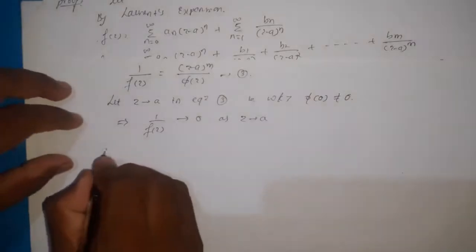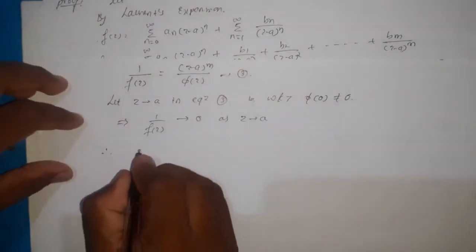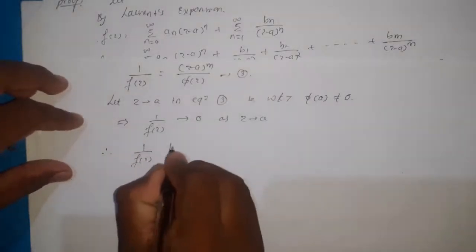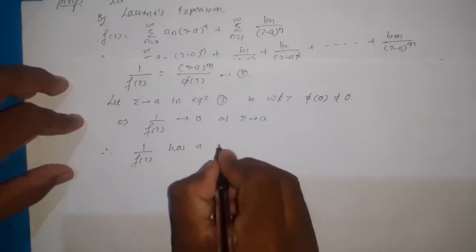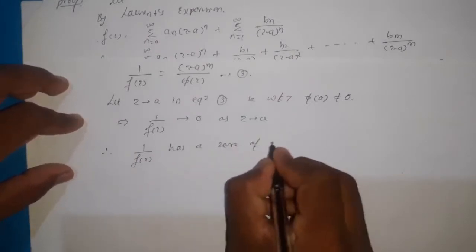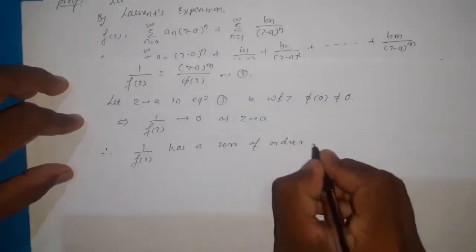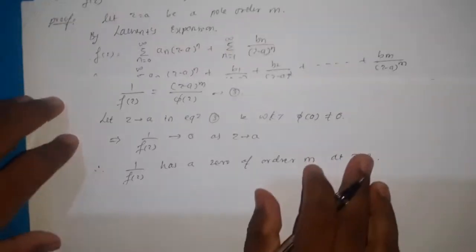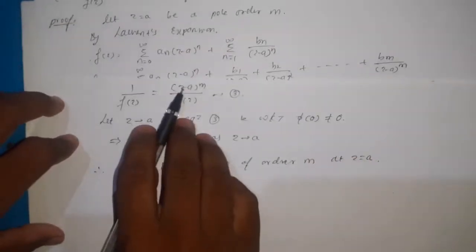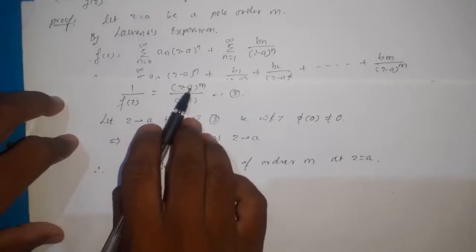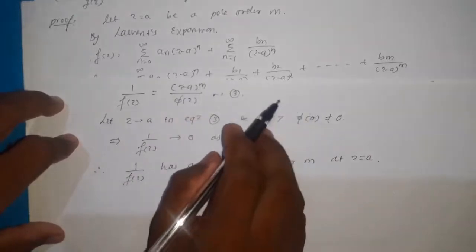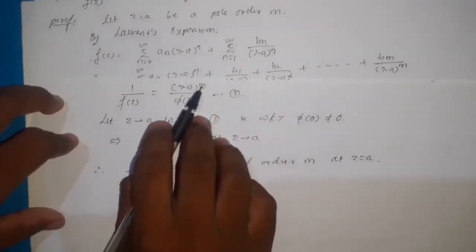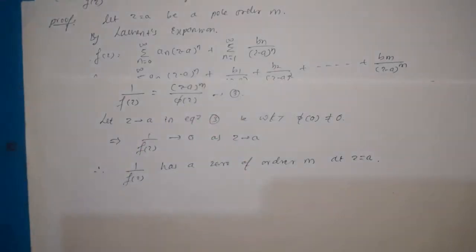So therefore 1 by f of z has a 0 of order m at z equal to a. Here we are equating the numerator z minus a equal to 0, and its power is equal to m. So therefore z equal to a will become the 0 of order m.